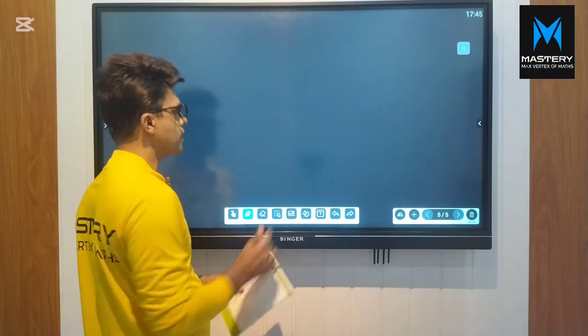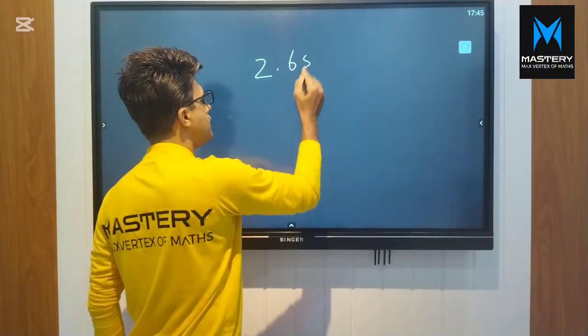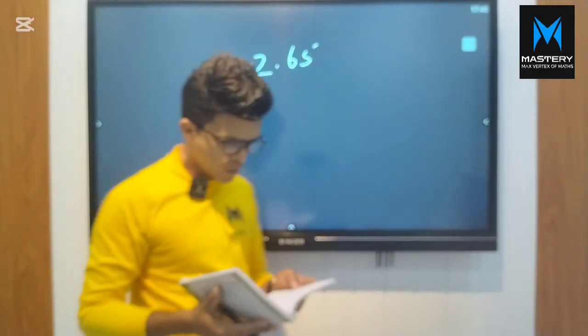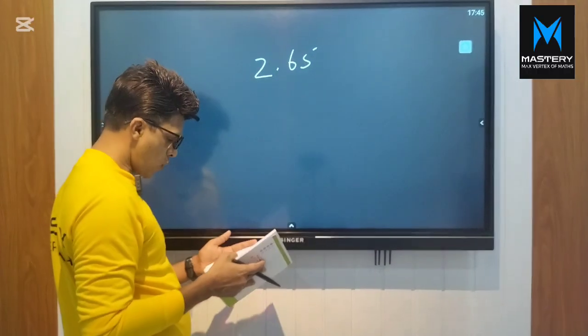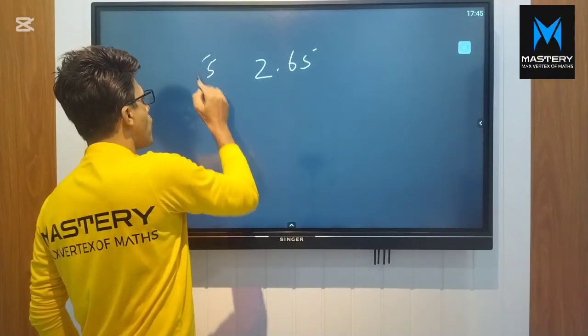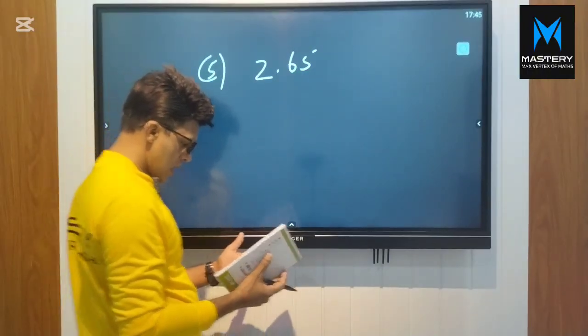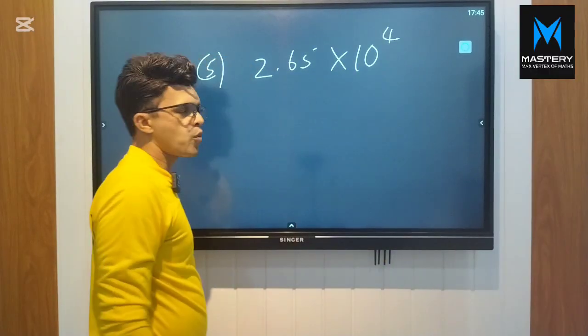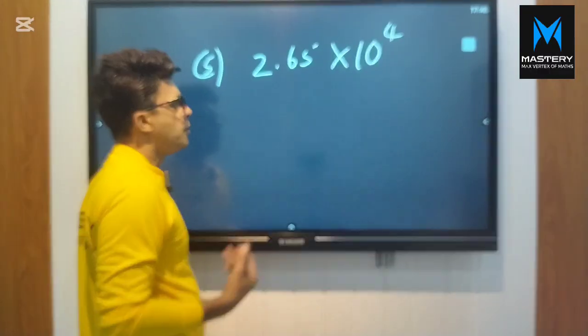Next question: convert, writing in general form. 2.65 has been written in scientific notation. This needs to be written in general form. This is the fifth question, right? 2.65 times 10 to the power 4.